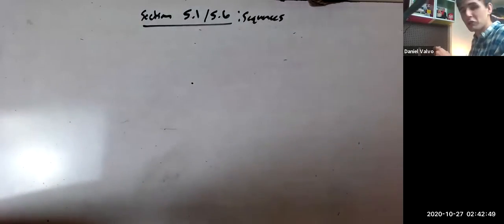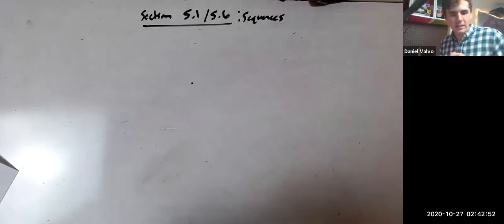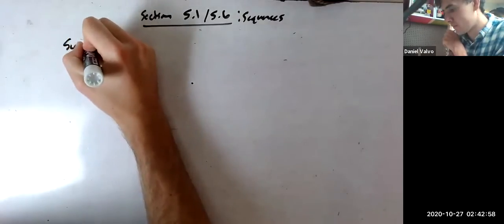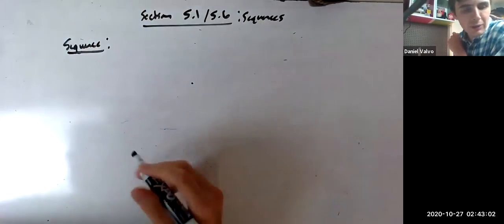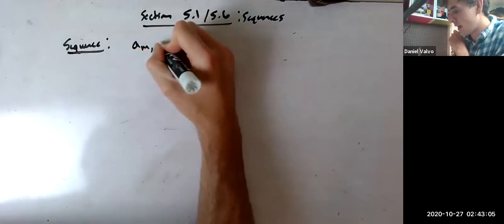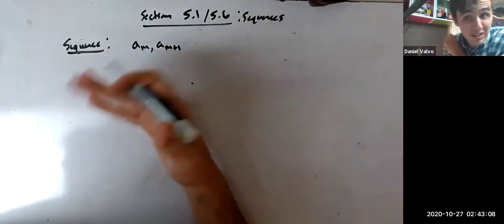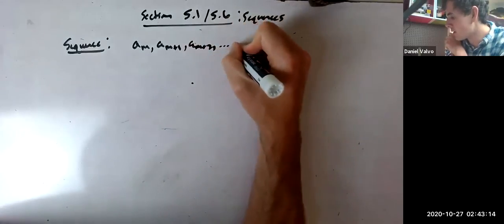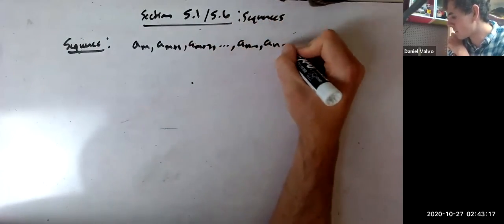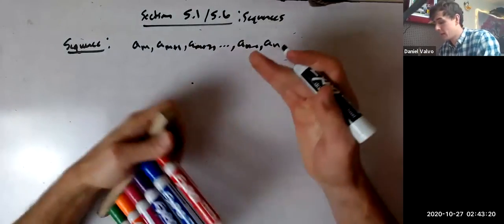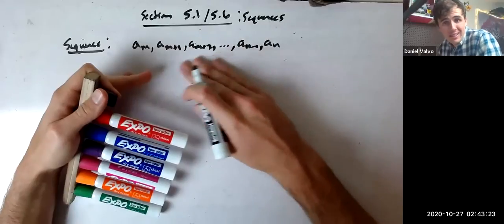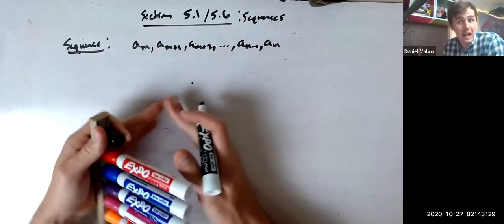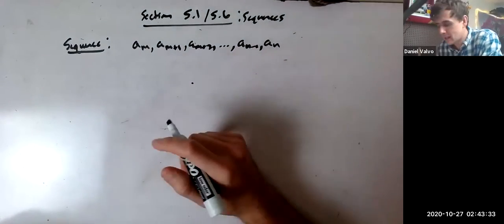So let's just remind ourselves what a sequence even is. A sequence is something that goes like this: a mathematical sequence, a sequence of numbers. It goes like A_m, A_(m+1), A_(m+2), and it keeps going till you get to A_(n-1), and you finally get to A_n. All of these A_i represent numbers. So a sequence is just a sequence of numbers, right? It's just a list of numbers like we talked about last time.